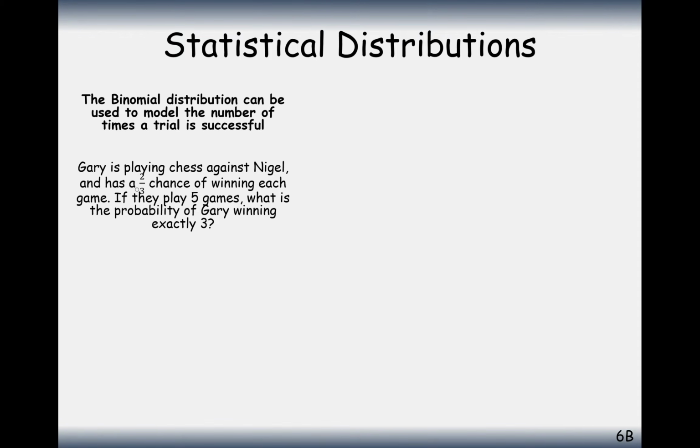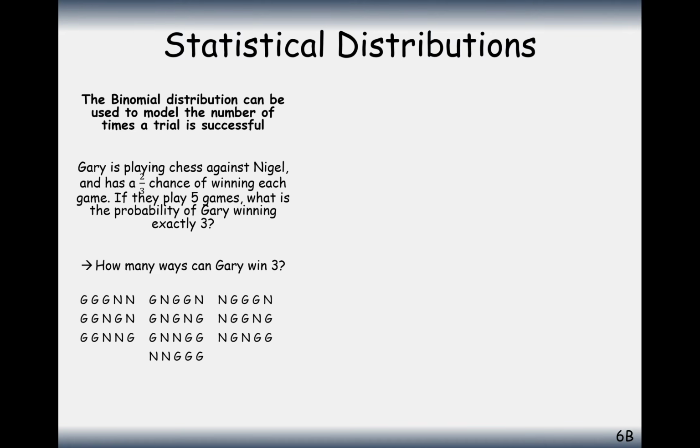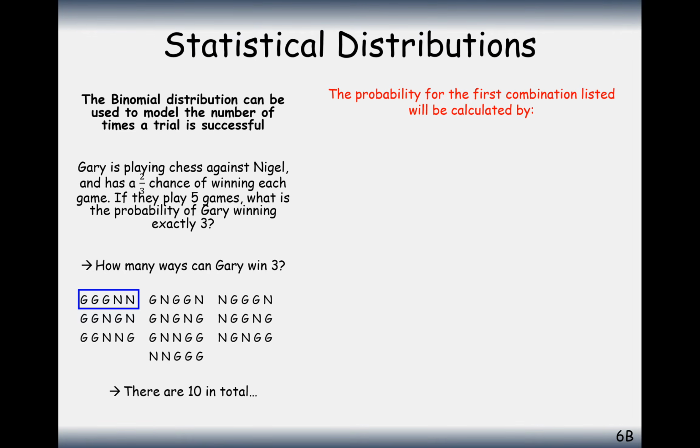Gary is playing chess with Nigel and has a 2/3 chance of winning the game. If they play 5 games, what is the probability of Gary winning exactly 3? So what we could do is write out all the different combinations, but that would take a long time, especially if we have really high numbers. So we have 10 different ways in total here.